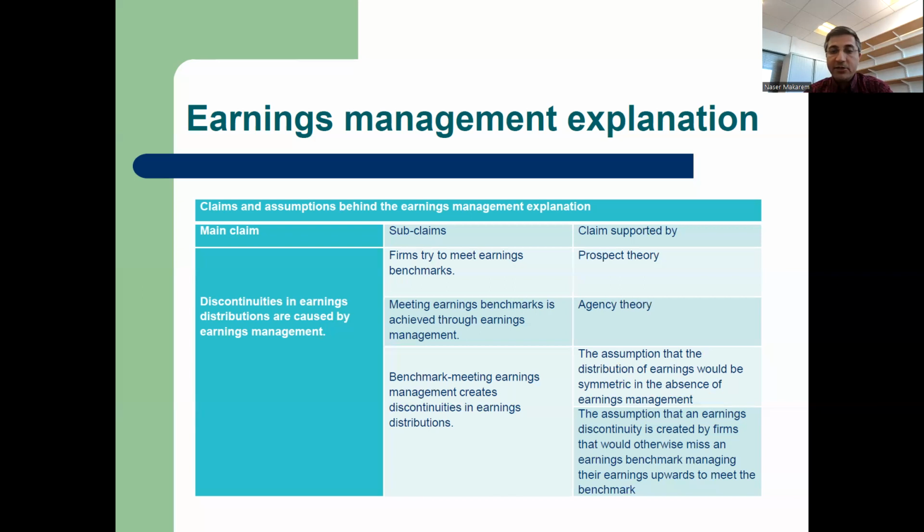The first assumption is that the distribution of earnings would be symmetric in the absence of earnings management. So we expect no discontinuity if there is no earnings management. And the second assumption is that an earnings discontinuity is created by firms that would otherwise miss an earnings benchmark, managing their earnings upward to meet the benchmark. So basically, if you just assume zero earnings, what this assumption says is that firms that would otherwise report a small loss have used earnings management to shift to a small profit.